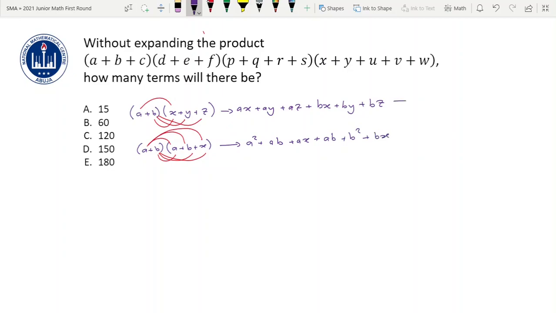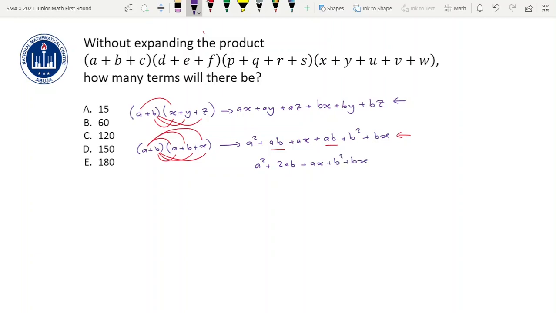If you notice, in the first expression we can't simplify further because, for example, ax appears once and only once, ay appears once and only once, az appears once and only once, and so on for the rest. But in the second expression we can simplify further because some terms appear multiple times. For example, ab appears twice. So we can simplify this to a squared plus 2ab plus ax plus b squared plus bx.